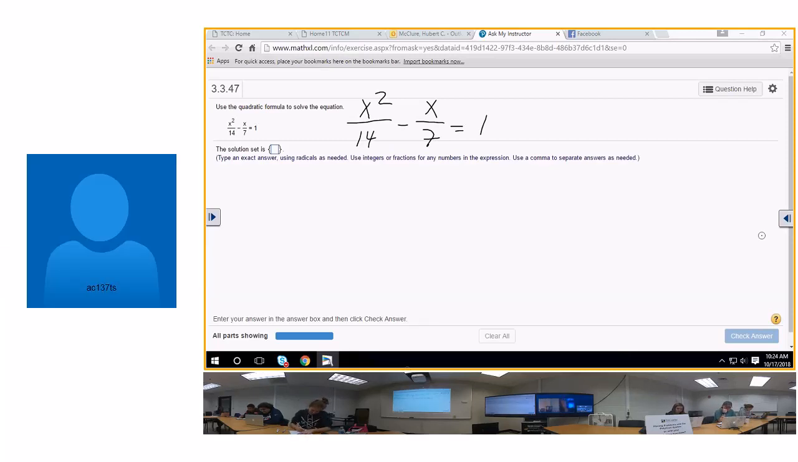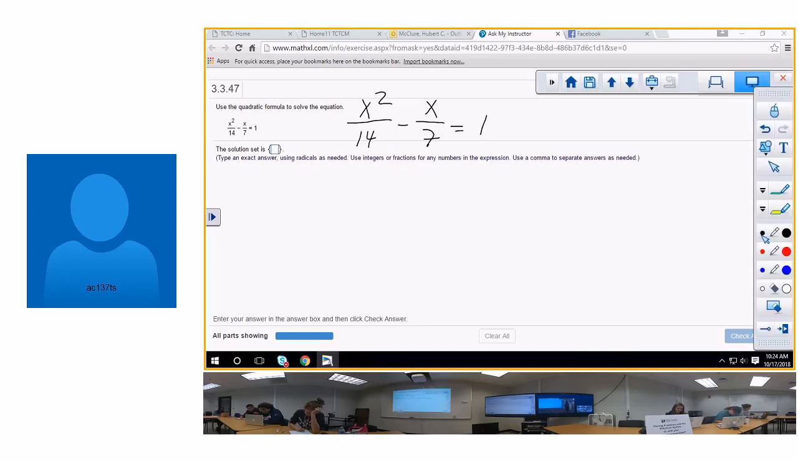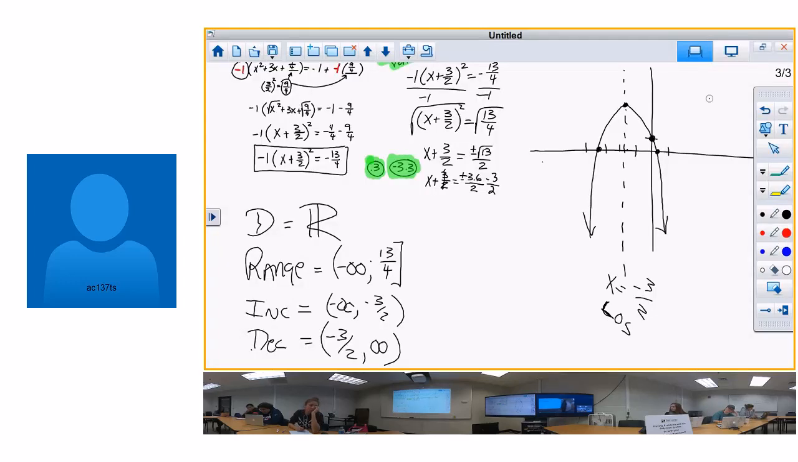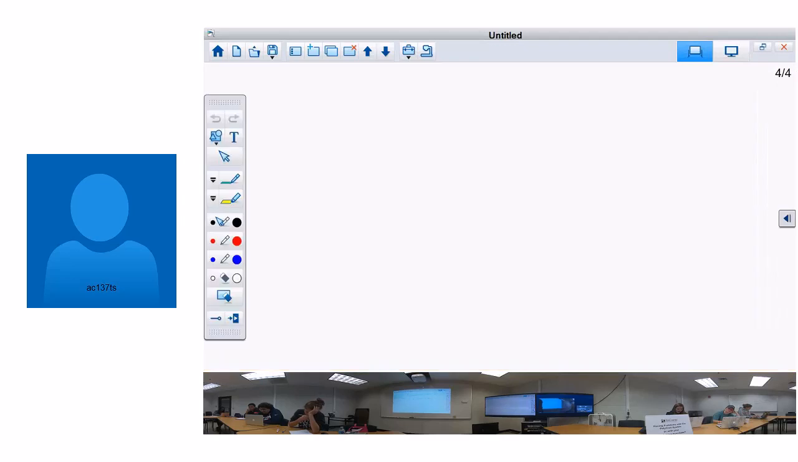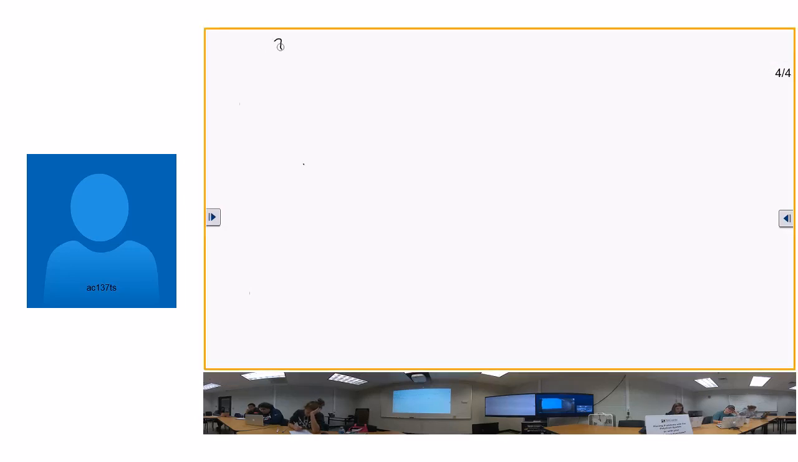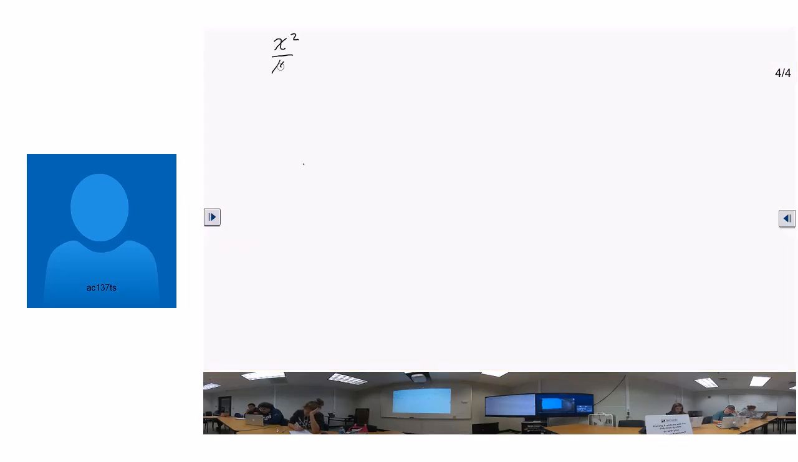Yeah. Okay. All right, I'm going to take it over to the whiteboard. I could copy and paste it, but I might as well just rewrite it because Miss Hawthorne's going to tell me what it says. All right, so x squared over 14. I at least remember that part. Well, there we go. X squared over 14, Miss Hawthorne, what's the next? Minus x over 7 equals 1.